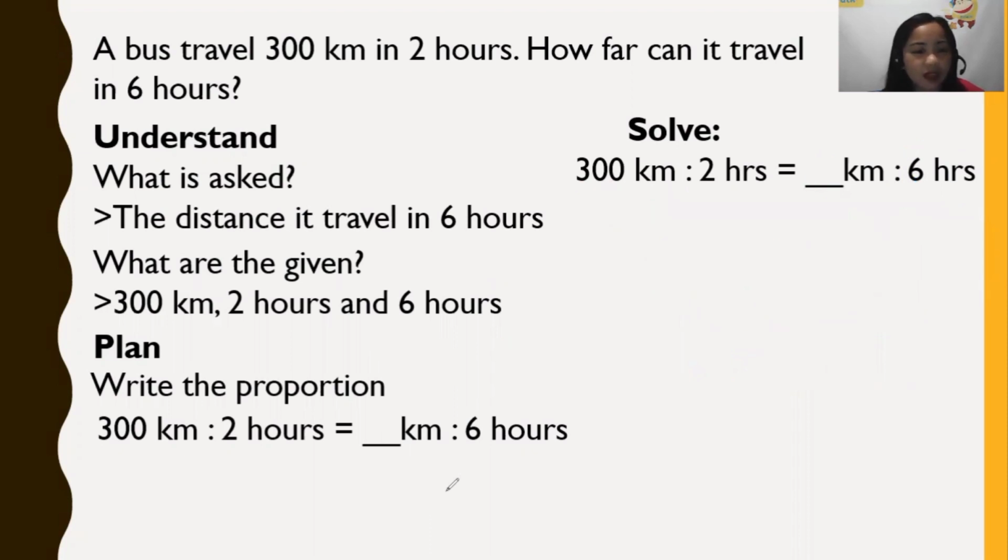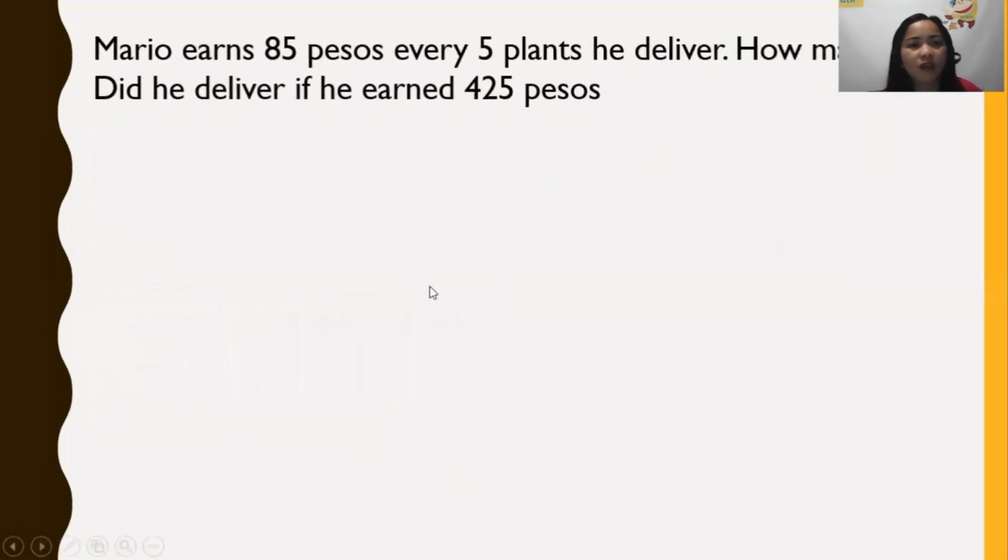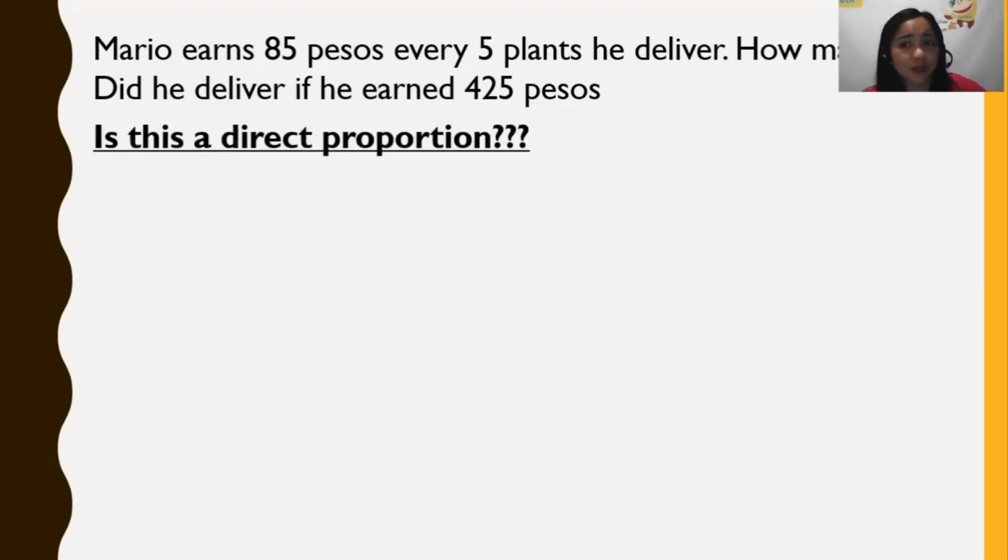Now, let's have another example. We have here, Mario earns 85 pesos every 5 plants he delivers. How many plants did he deliver? He earned 425 pesos. So, dito naman, habang si Mario nagdi-deliver ng plants, sa every 5 plants, nakakakuha siya ng 85 pesos. So, ngayon, ang tanong, is this a direct proportion?